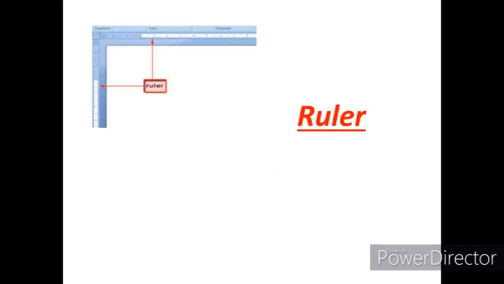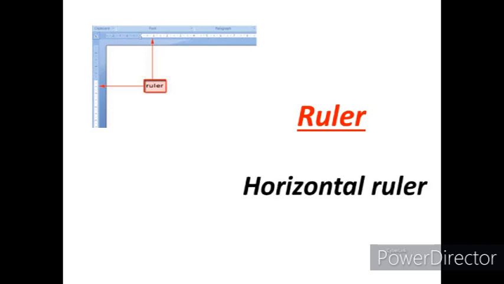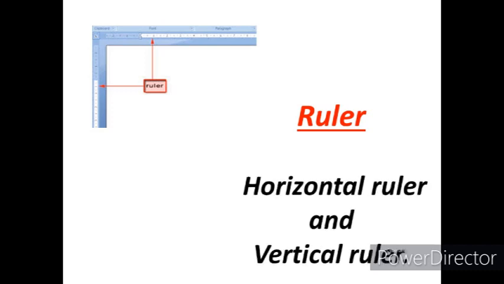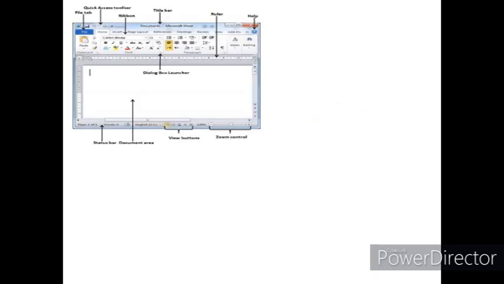Next is the ruler. MS Word contains two types of ruler, the horizontal ruler and the vertical ruler. The horizontal ruler is used to adjust the margin from the left and the right of the work area, whereas the vertical ruler is used to adjust the margin from the top or the bottom of the work area. Now next is the help icon. It can be used to get MS Word related help anytime you like.